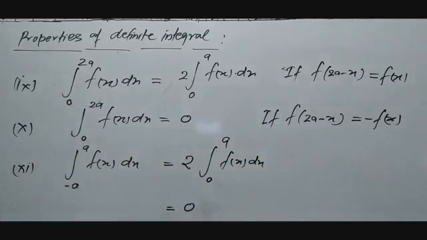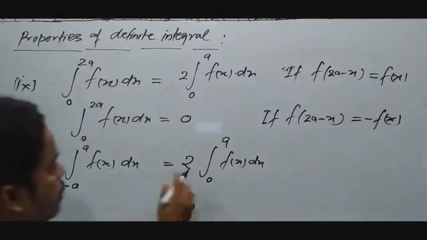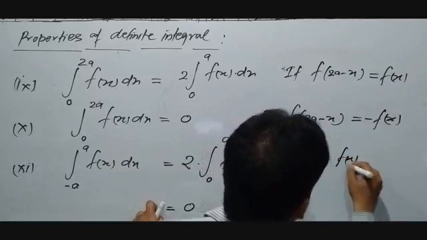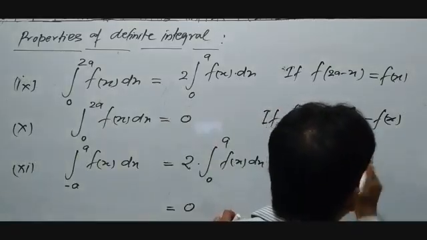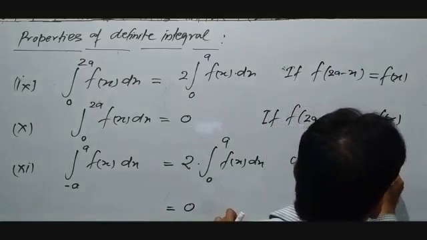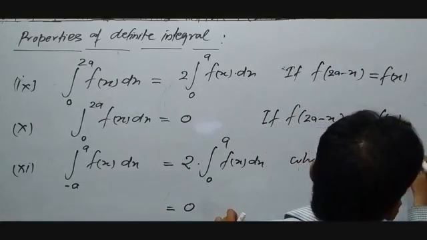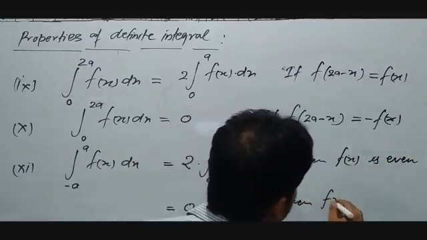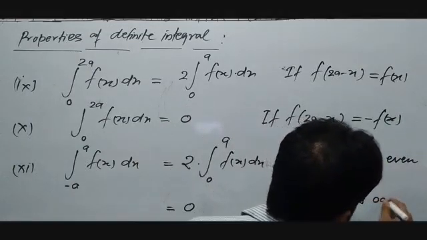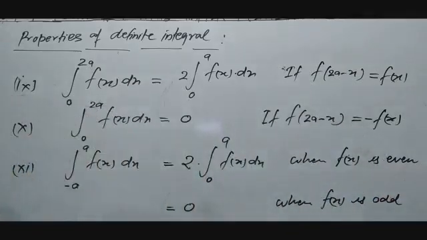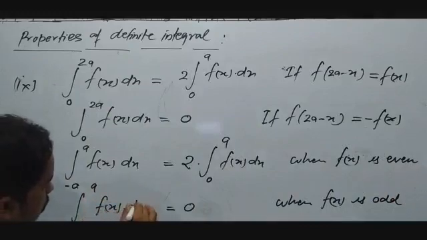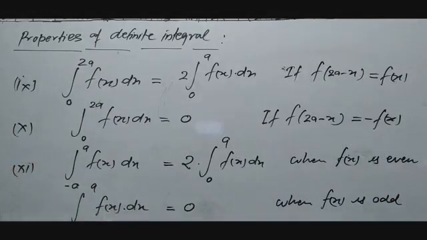There are two conditions. This will be the result when f of x is an even function, and this will be 0 when f of x is odd. So copy here integration from minus a to a of f of x dx. This result is 0 when f of x is odd.